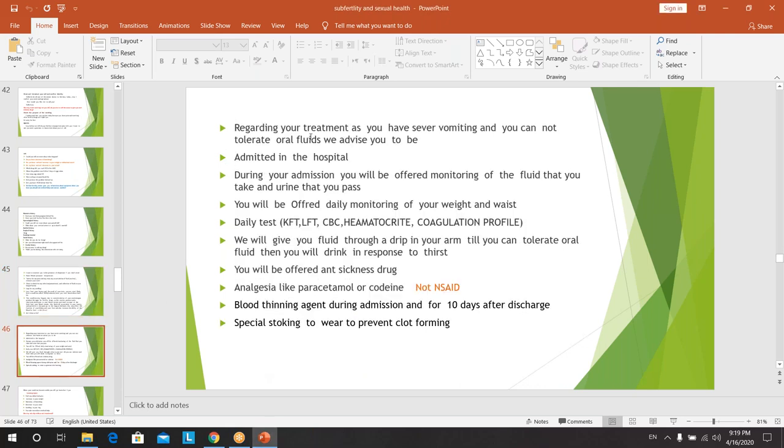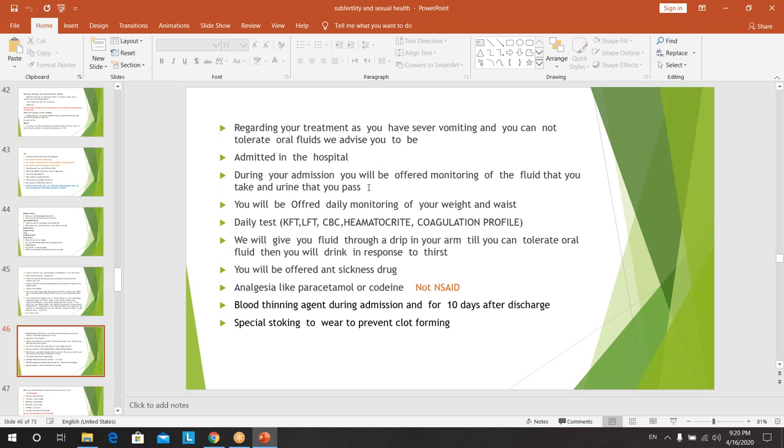Yes. Regarding your treatment, as you have severe vomiting and you can't tolerate oral fluid, I advise you to be admitted to the hospital. Now you justify to the examiner why you admit this patient and why not outpatient management: because she has severe vomiting. From the guideline, all the mild cases, moderate cases, and even some cases of the severe can be managed as outpatient. But there are criteria for admission. One of the criteria is if the patient has severe vomiting and cannot tolerate oral fluid. So I want to admit you in the hospital, and tell her what you will do during admission.